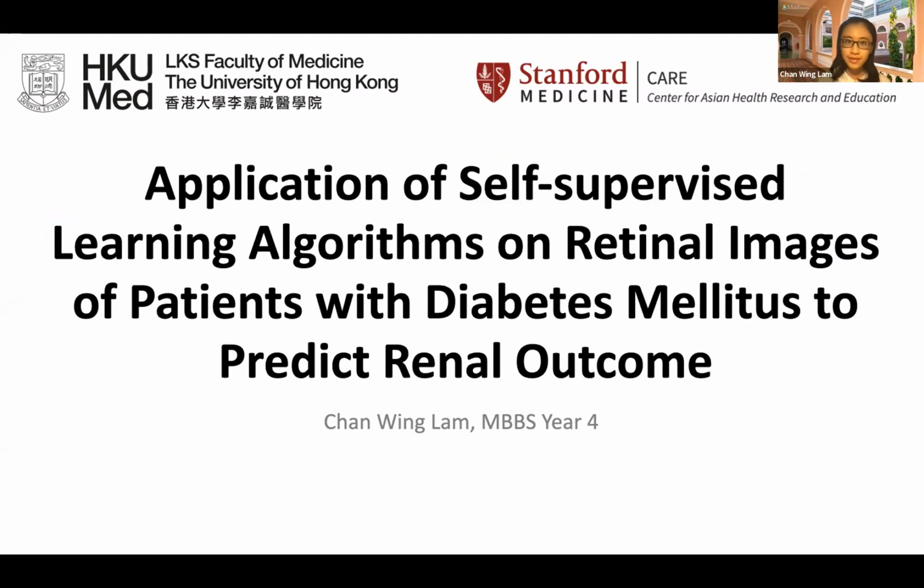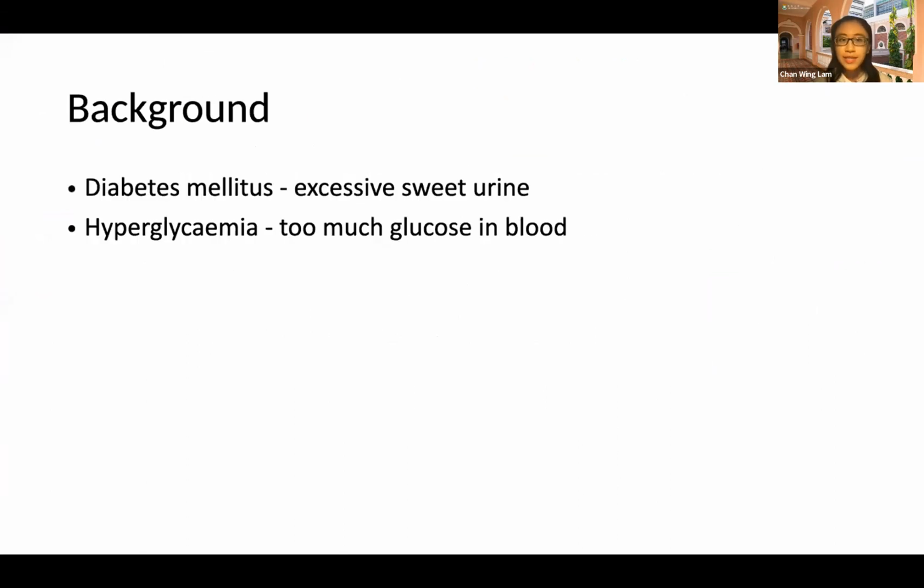Our project is application of self-supervised learning algorithms on retinal images of patients with diabetes mellitus to predict renal outcome. So diabetes mellitus means there's excess sweet urine. And the sweetness comes from hyperglycemia, which means there's too much glucose in the blood. This damages blood vessels and leads to various complications in diabetes.